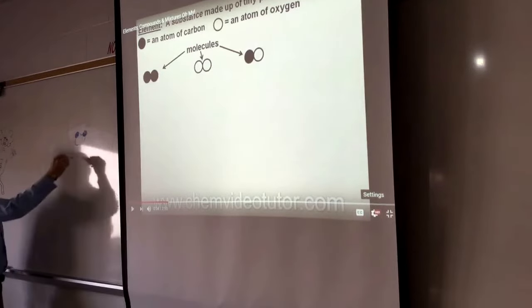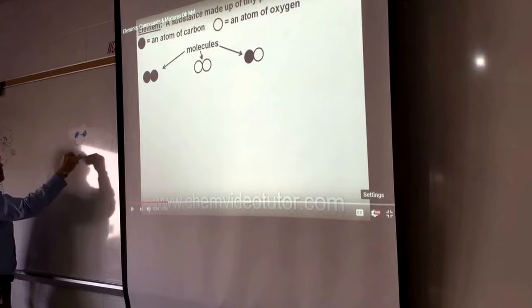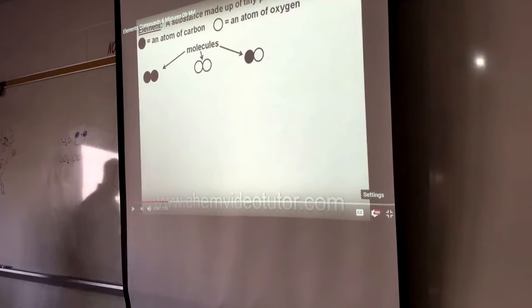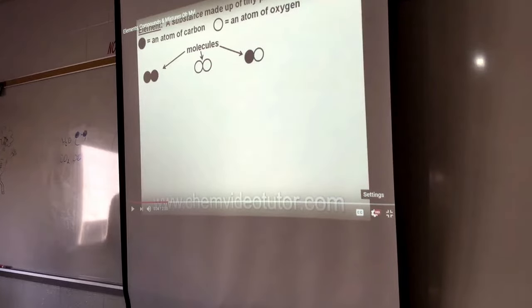Carbon dioxide, a black one with two white ones on either side, right? So this is H2O, and that's CO2. Those are compounds, but they're also molecules. That's why I said earlier things overlap. It's not black and white.